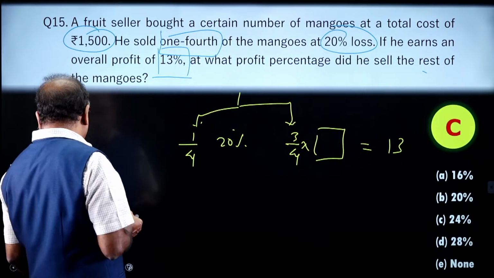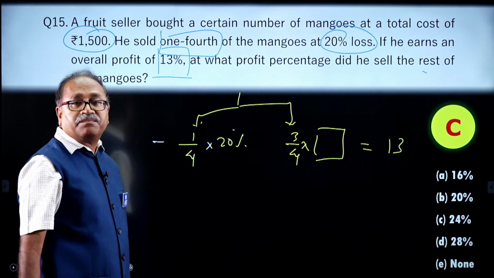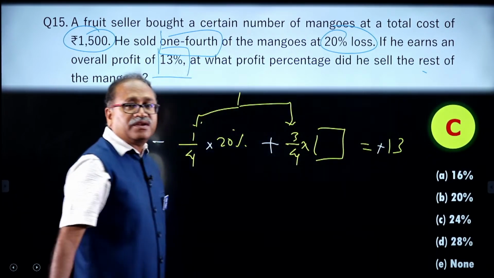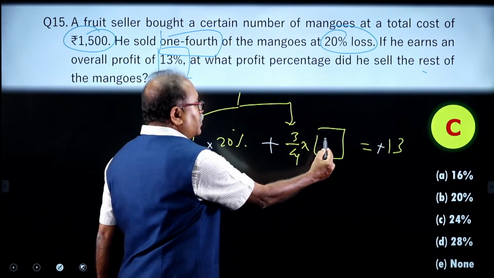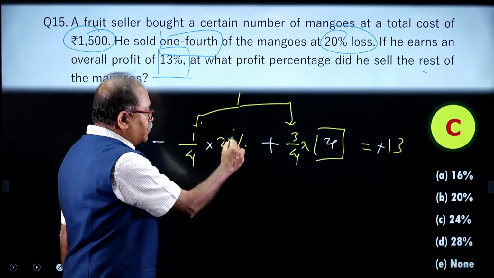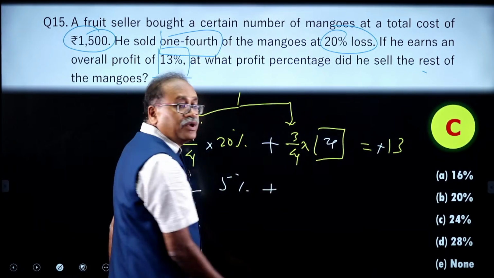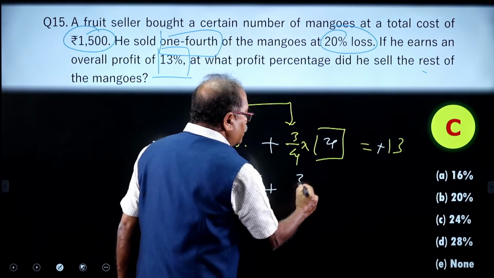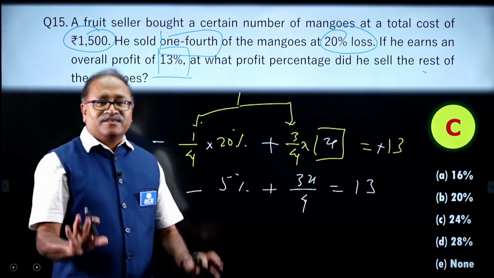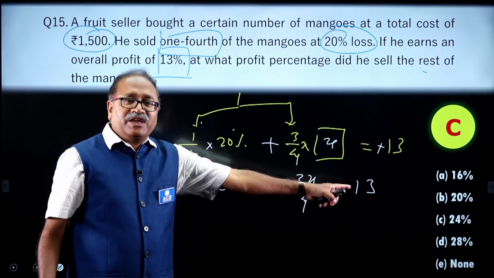So what we know here is that this part is a loss, and here there is a profit, because overall there is a profit. So how much is the profit? 3/4 of x. Here the loss is 1/4 of 20, which is 5%, and plus here there should be a profit, that is 3x by 4, which is equal to 13. Understand this part? Now take the 5 to the other side, it is becoming 18.